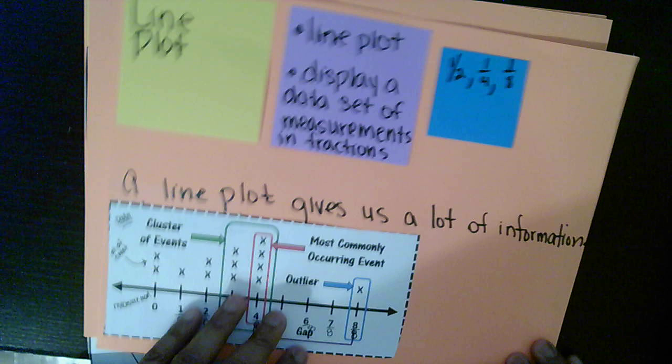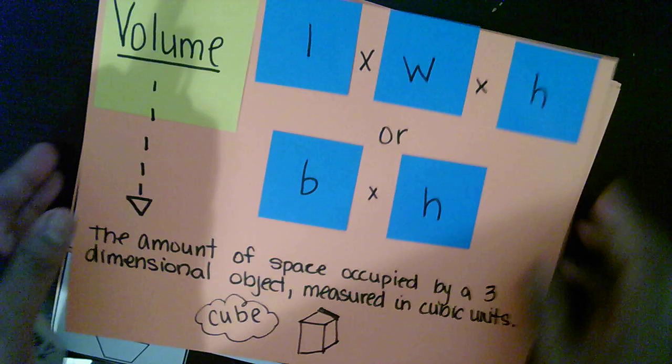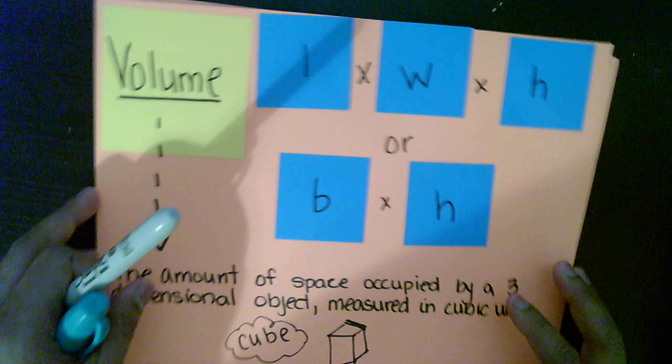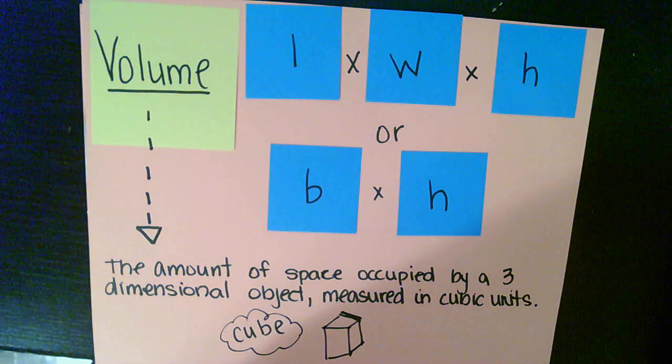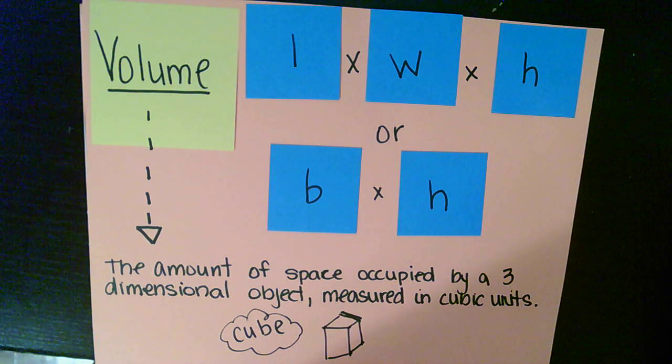Okay, the next thing that we learned was volume. Volume is just the space occupied by a three-dimensional object, and it's usually measured in cubic units. Okay, so here is a cube, and this was my drawing of the cube.